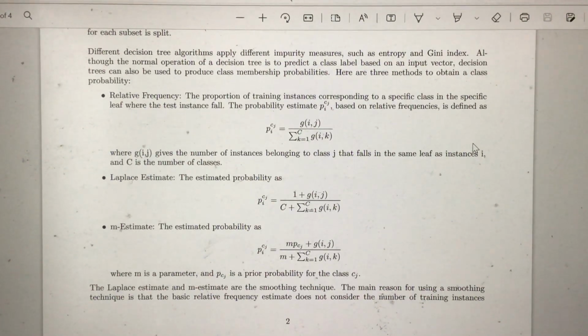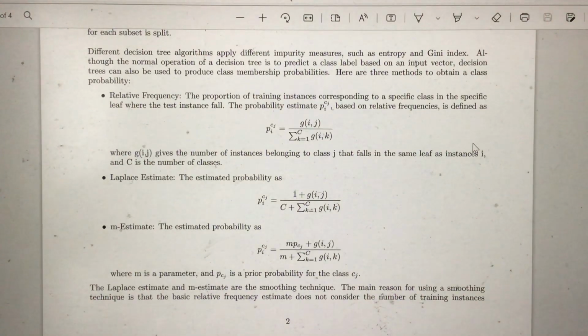So the probability estimate P_ij based on the relative frequencies is defined as P_ij equal to G_ij divided by the sum of G_ik, where G_ij is the number of instances belonging to class j that fall in the same leaf as instance i, and C is the number of classes.